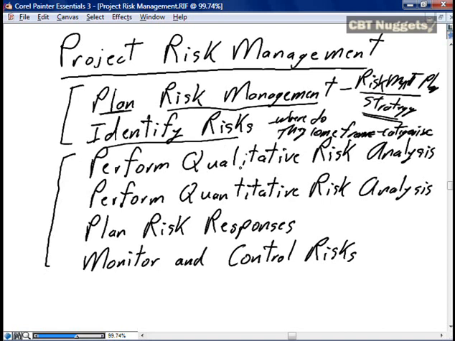In our next nuggets, we'll take that analysis a little bit further. We'll further qualify and quantify the risks, and then we'll develop the specific responses that we're going to take to minimize the impact the risks are going to have on our project. And finally, we'll monitor and control the risks to successful completion throughout our project.